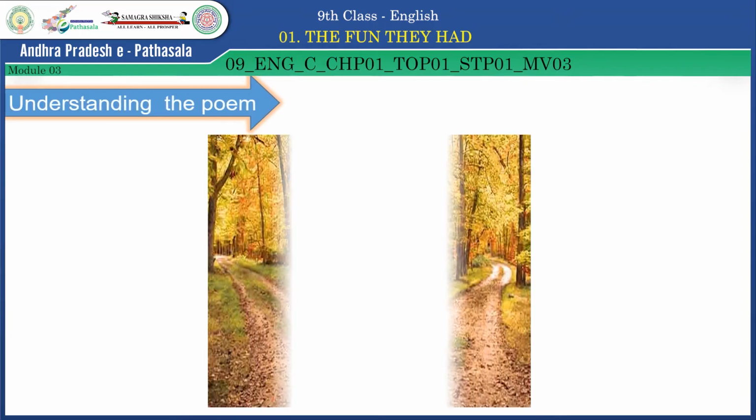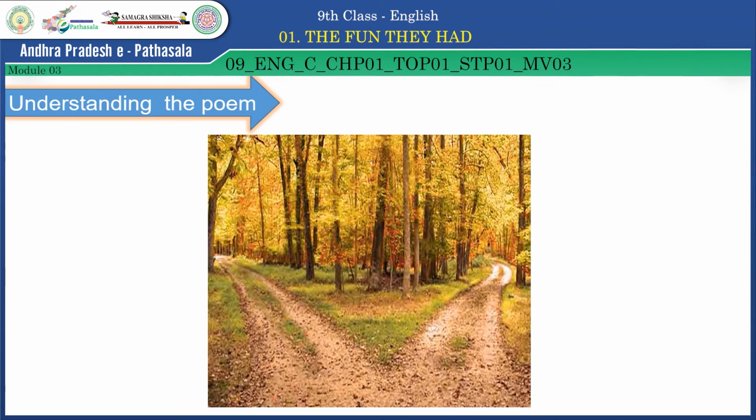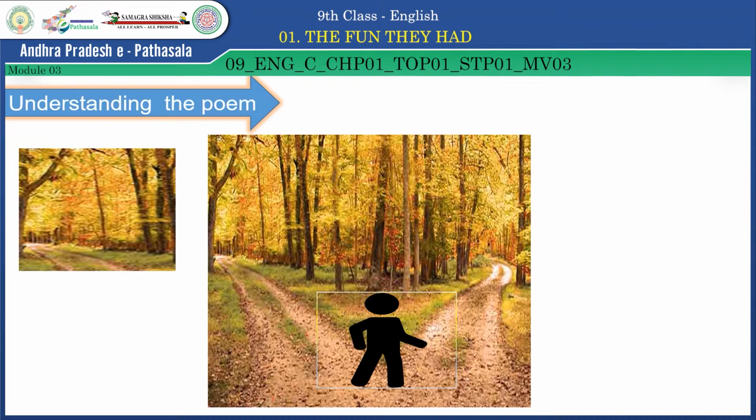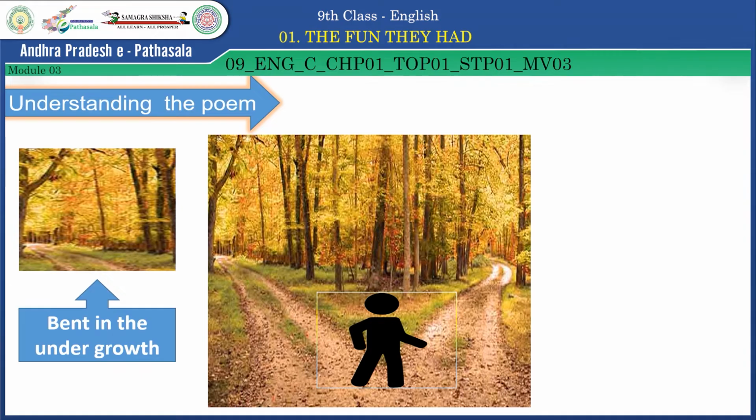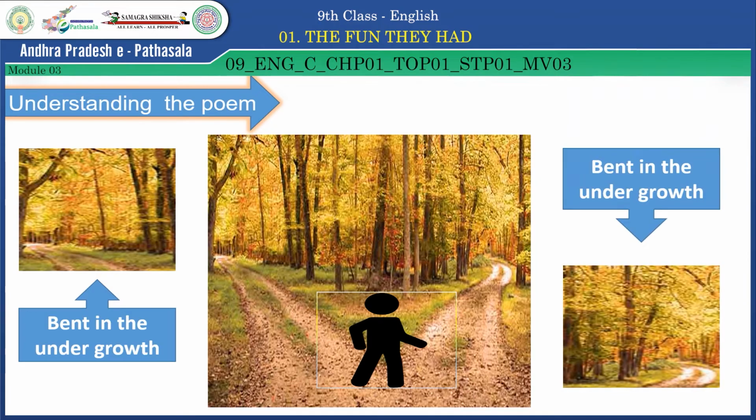Here, the poet, while traveling, finds himself at a diverged road. He is unable to decide which way to go. That is his problem. And he tried to see as far as he could on both the sides, but he could see only up to the bend where there is undergrowth, and he could not see further anymore.